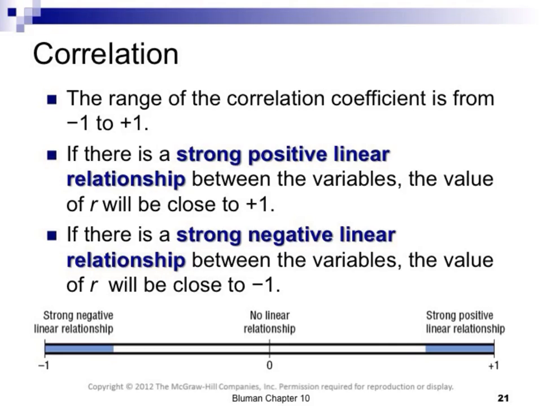There's a strong positive linear relationship between the variables if it's going to be a +1 or close to a +1, the closer the better, the closer the stronger. And if there's a strong negative linear relationship, then the R will be close to -1.